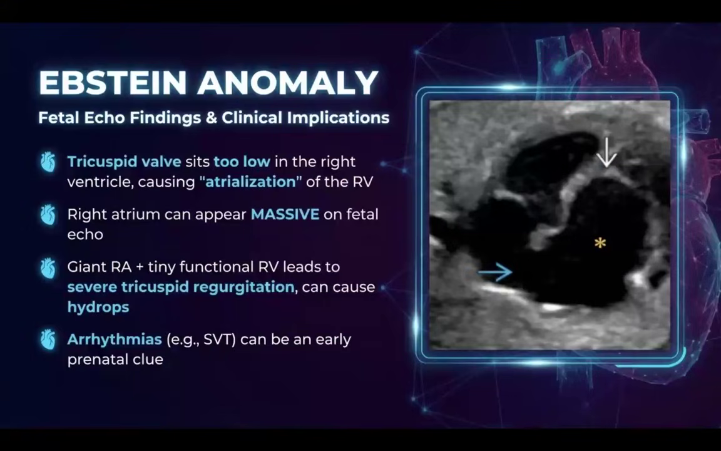Let's take a look. We see this massive amount of atrium. That's what causes severe tricuspid regurgitation, which may eventually lead to hydrops, as well as arrhythmias, because we know the SA node and AV node are housed in the right atrium. So if there is an issue in this right atrium, it may cause arrhythmia because there's a disruption.